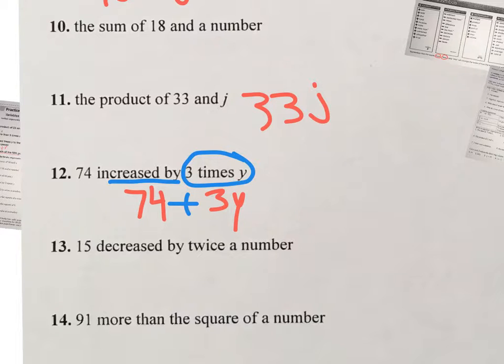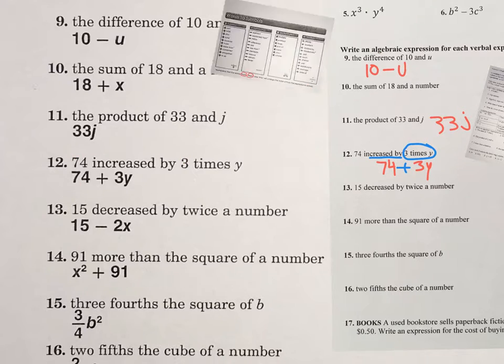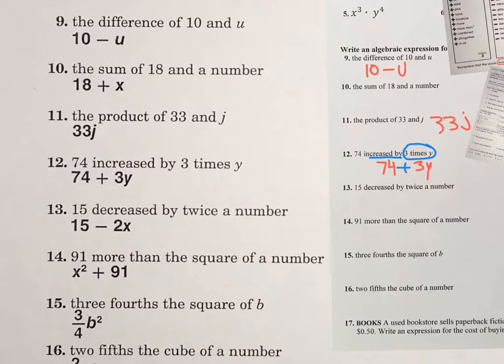Question. Just to verify, number 12, how do they write it on the answer? Yeah, so looking at the answer right here, they don't switch anything, right? Because it doesn't have the word from or it doesn't have the word than, right? So you don't switch. The 74 is first. It's increased by 3Y. 3 times Y is 3Y, so you just put plus 3Y. There is no order switched. Okay, the only time you do the switch is when you have the word from or than. And in that sentence, we did not have the word from or than.